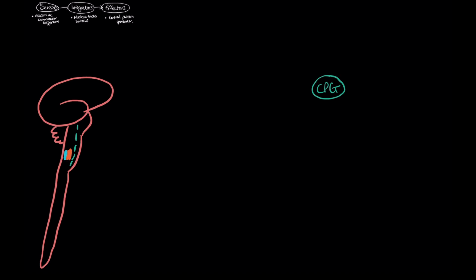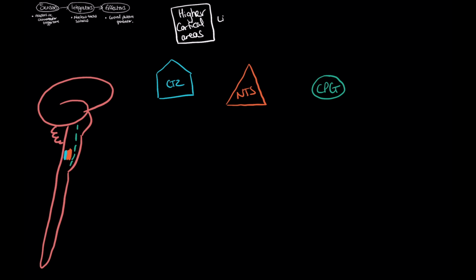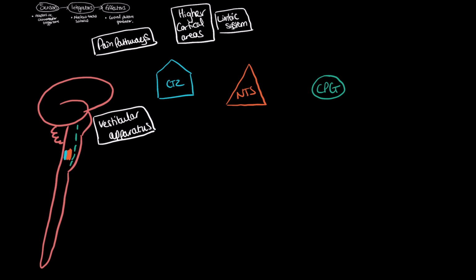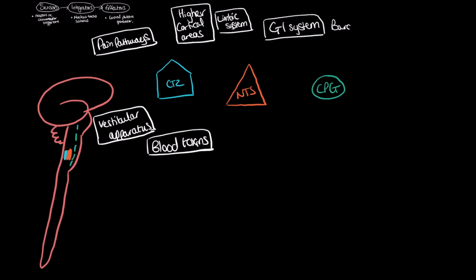We'll use the sensors, integrators, and effectors model to describe the details underlying the physiology. Let's create a flowchart first and add the central parts such as the Nucleus Tractus Solitarius, the central pattern generator, and the Chemoreceptor Trigger Zone. The shapes I've used for these will make sense later. The areas which contain sensors or receptors include the higher cortical areas, the limbic system, the pain pathways, vestibular apparatus, the GI system, and baroreceptors.